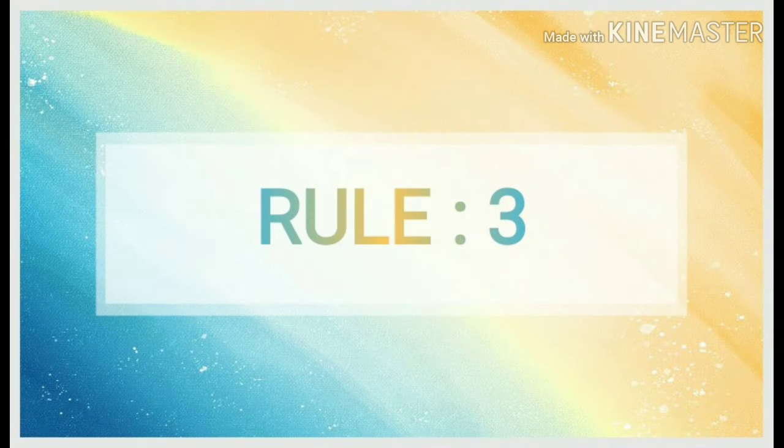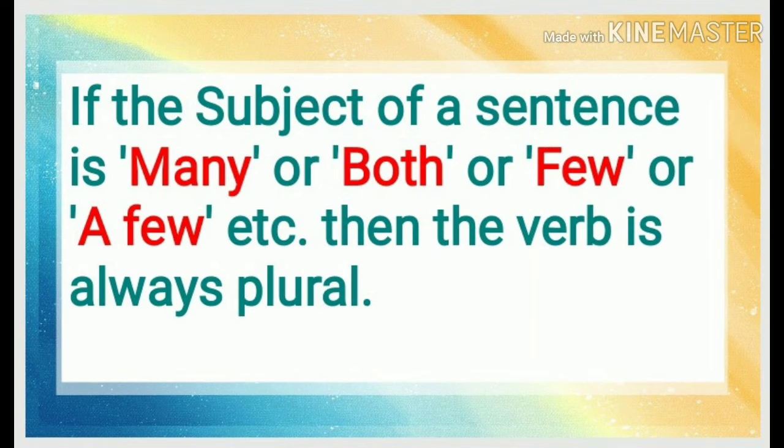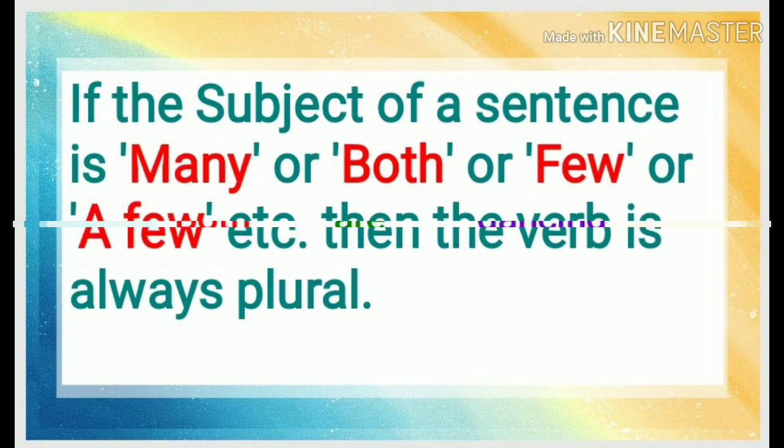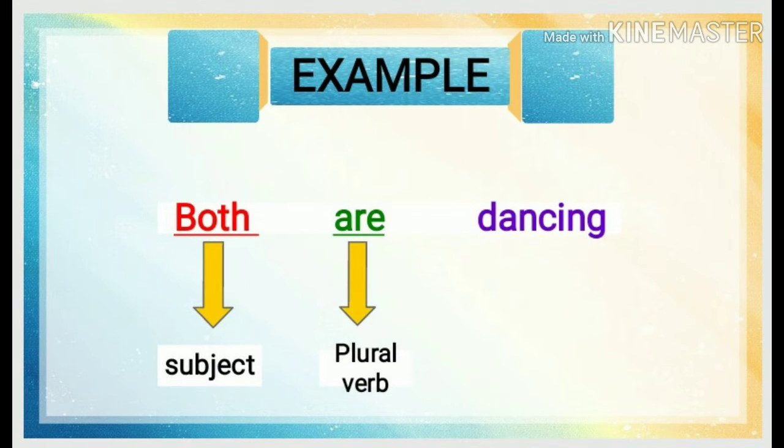Now with this we'll move to rule number 3, and that is: if the subject of a sentence is many or both or few or a few, then the verb is always plural. Here is the example of it. Both are dancing. In this sentence, the subject is both, so we use the plural verb are.